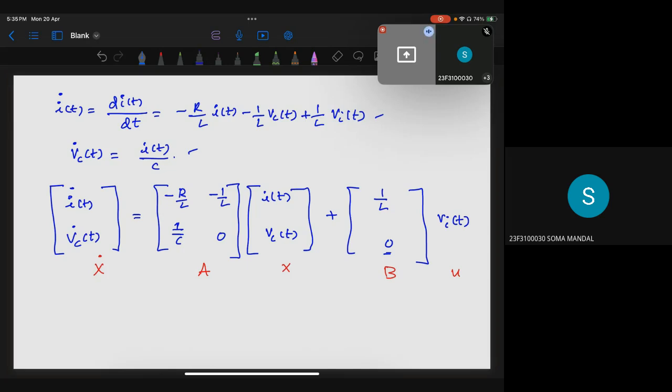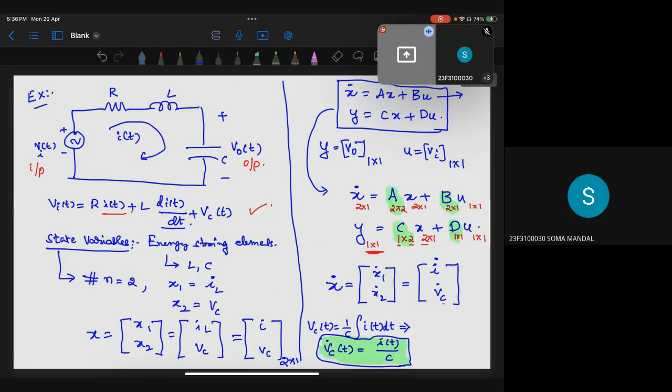Now, what is your output? Y is equal to, that is nothing but V naught of t, which is nothing but what? V naught of t is nothing but Vc of t only.